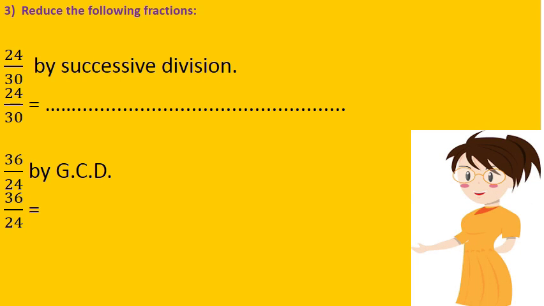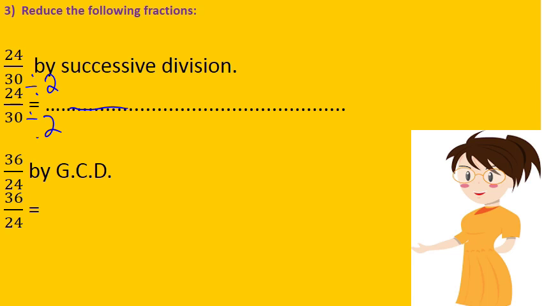We should reduce the following fractions, Yalinda. The first fraction is 24 over 30. We should reduce it by successive division. What should we do in successive division, Yalinda? We try to divide the fraction starting from the small number, from 2. Can we divide the 24 and 30 by 2? Yes. So we divide 24 by 2 and we divide 30 by 2.